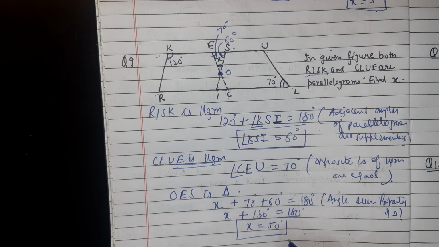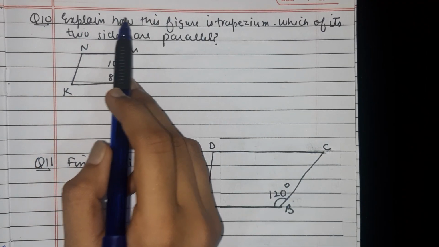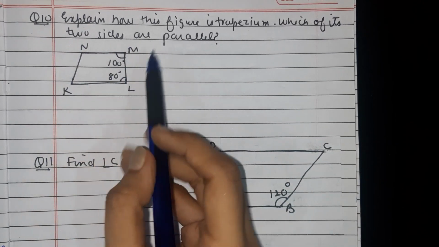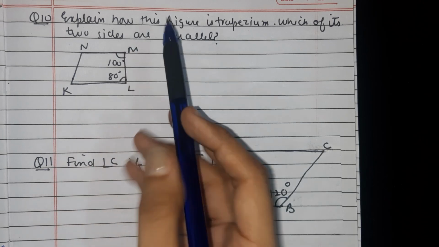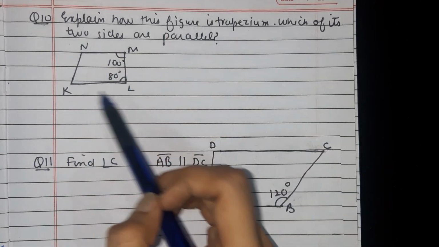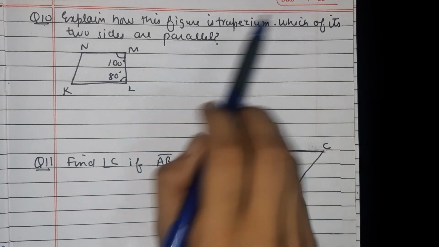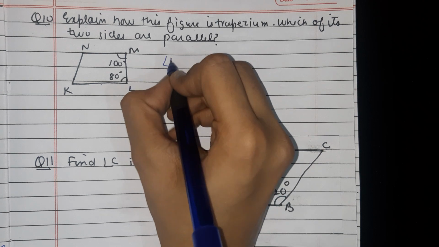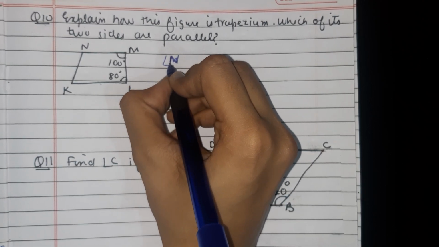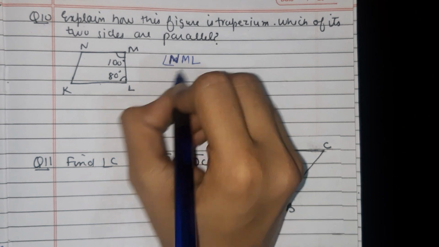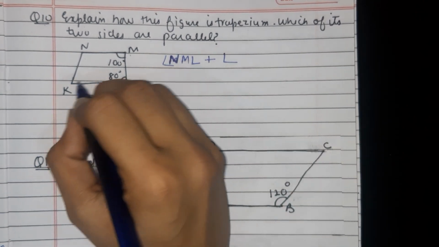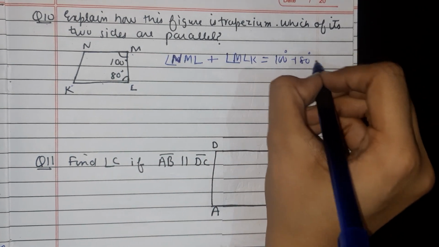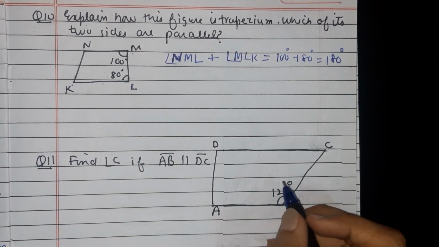So let's move on to the next question. Question number 10 is, explain how this figure is a trapezium. Which of its two sides are parallel? So we have this figure NMLK. We need to show that this is a trapezium, and we have to tell which two sides are parallel. So we can see that angle NML plus angle MLK is equal to 100 degree plus 80 degree, which comes out to be 180 degree.